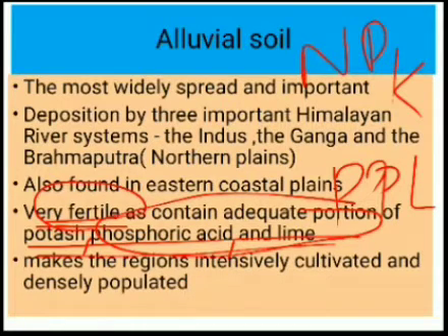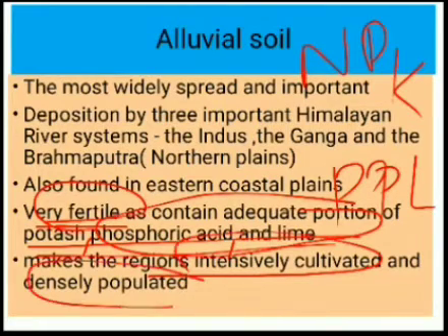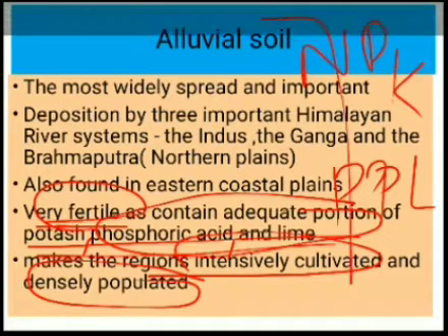Then, due to its high fertility, the regions are intensively cultivated and densely populated. Just a one marker question: why are the alluvial soil regions densely populated? Because the soil is fertile as it contains adequate proportion of potash, phosphoric acid, and lime, and the texture of the soil is suitable for the cultivation of crops. Therefore, the region is intensively cultivated. So I hope we are clear till now.